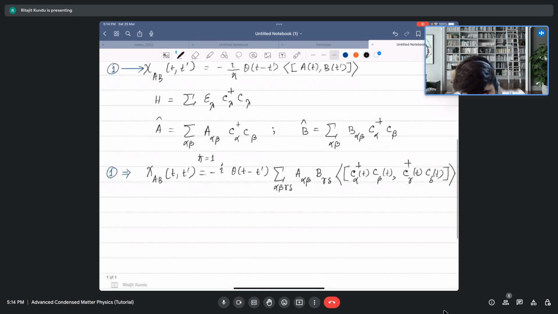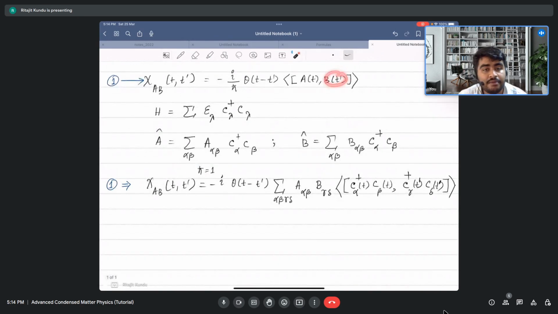So the second C's are actually with a t prime index, because the definition was something like this: B has a t prime argument. Now the task is to simplify the commutator bracket.